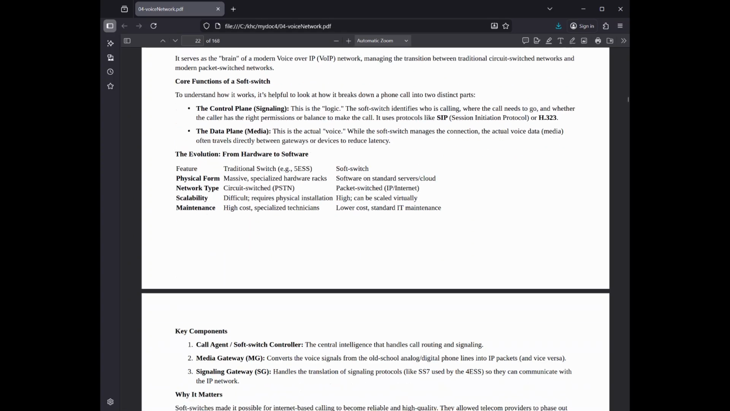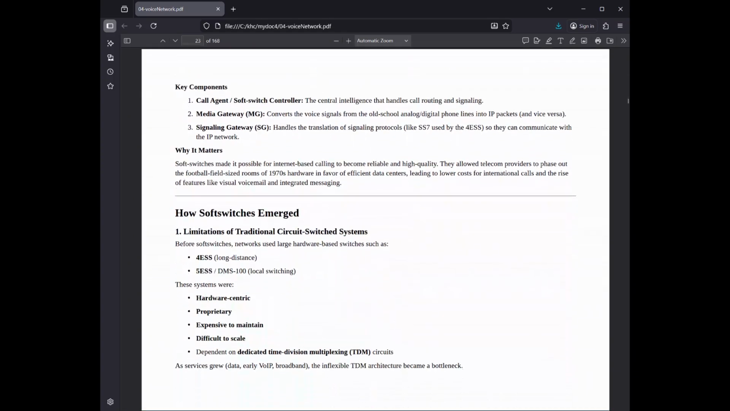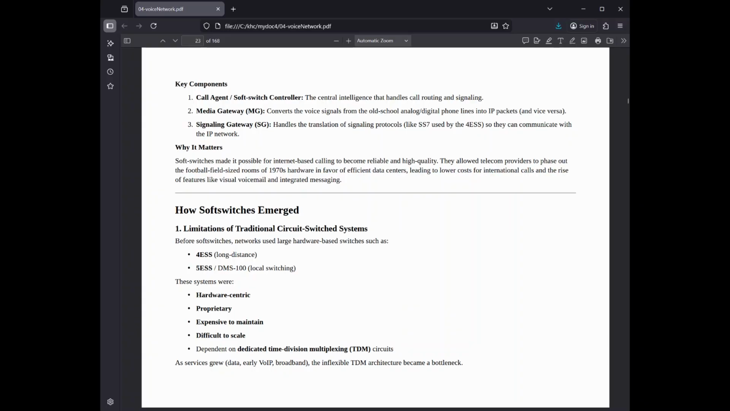Key components: 1. Call agent/soft switch controller, the central intelligence that handles call routing and signaling. 2. Media gateway, MG, converts the voice signals from the old-school analog/digital phone lines into IP packets, and vice versa. 3. Signaling gateway, SG, handles the translation of signaling protocols, like SS7 used by the 4S, so they can communicate with the IP network.